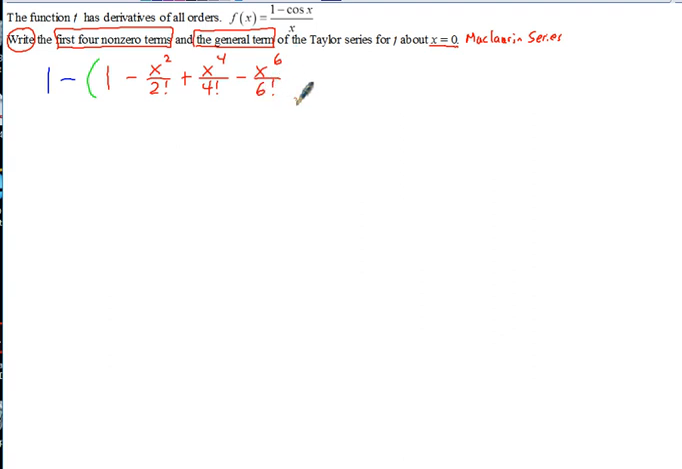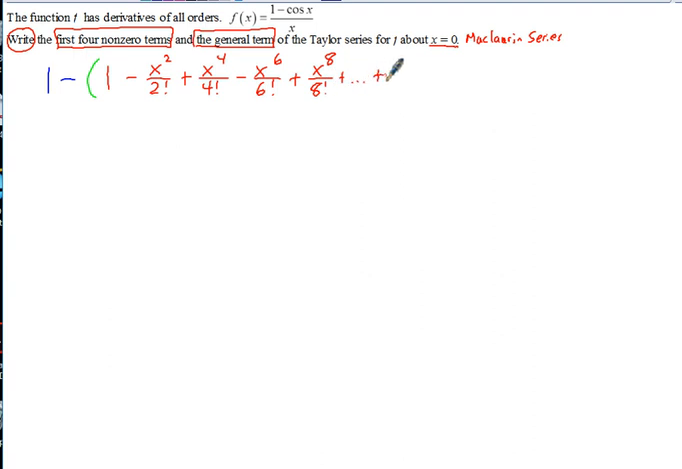Now let's think about this. If we want the first 4 non-zero terms, you might think, well, that looks like enough, that we've got 4 terms there. But if you think ahead, notice what's going to happen here with these 1s. This 1 minus 1, the others are going to cancel out, leaving you with only 3 terms. So because of that, we have to go a little further and then say plus the next even exponent, x to the 8th over 8 factorial, and then we'll put plus dot dot dot.